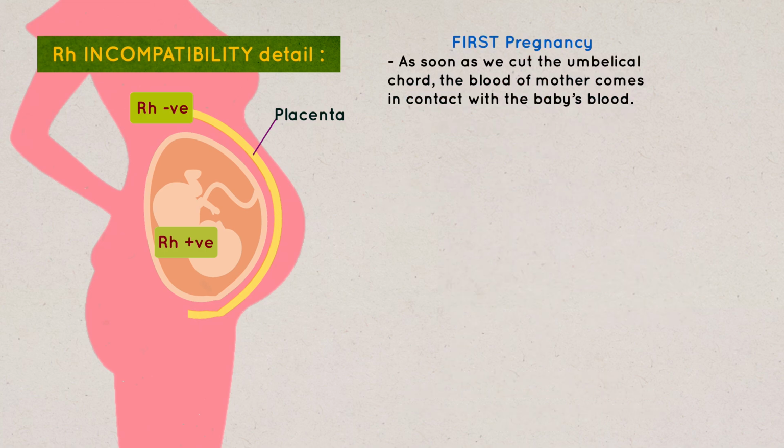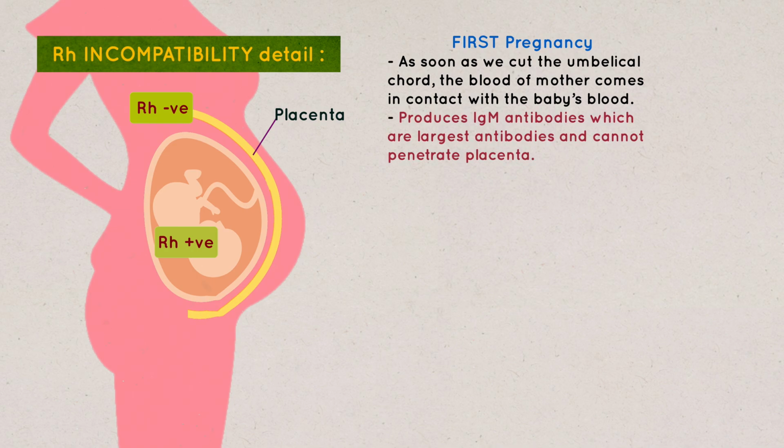During the time of delivery, the baby's blood can get mixed with mother's blood when we cut the umbilical cord. If the baby's blood comes in contact with mother's blood, the mother's blood will start producing antibodies against the baby's blood. The first antibodies that will be produced are IgM antibodies. IgM antibody is the largest antibody. This antibody cannot cross placenta. This will not cause any complication, so the first pregnancy will be normal.